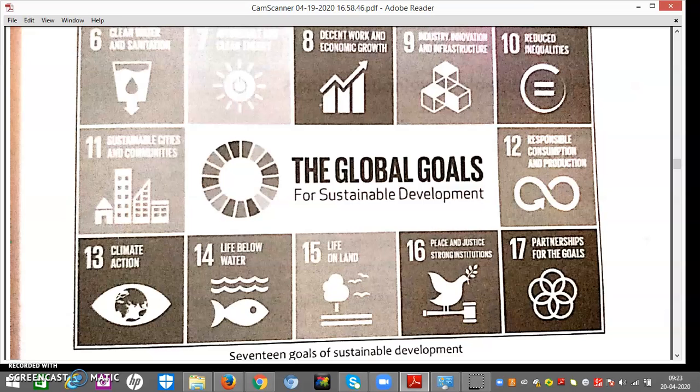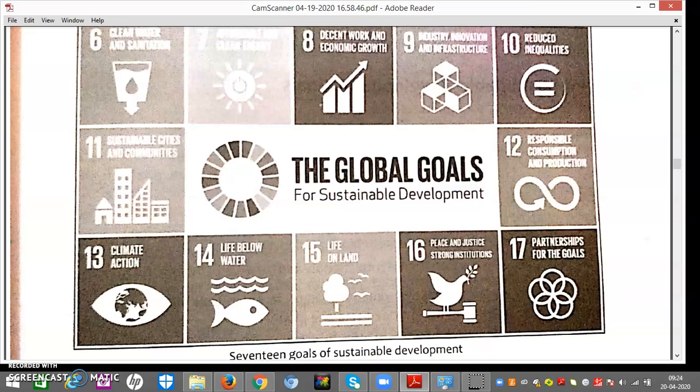Climate action. We have to make sure that we do not just anger our environment, our nature, because climate change or global warming is equally important for us.